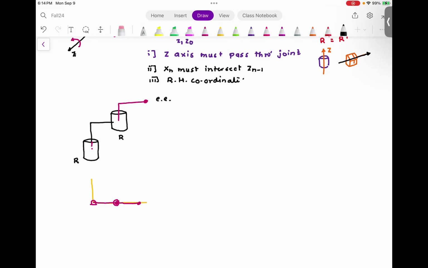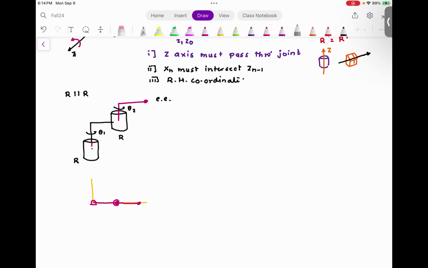The first revolute joint is parallel to the second revolute joint. So this configuration is R parallel to R. It's a 2 degrees of freedom robot. So you have theta 1 and you have theta 2.